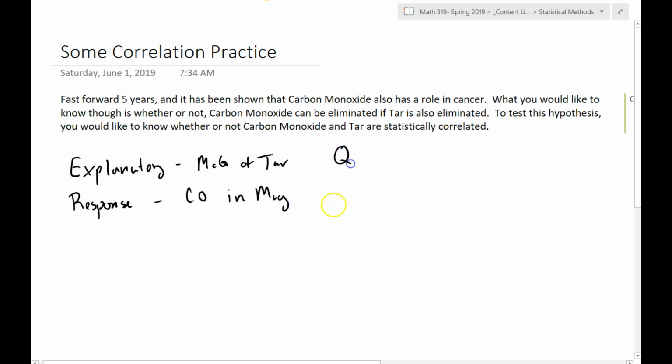Notice that this is a quantitative variable, and this is a quantitative variable. They're both quantitative, okay? So this is Q to Q. That's our comparison, hence why it means correlation. Correlation is what we're going to use for a quantitative to quantitative relationship. So Q to Q, all right?